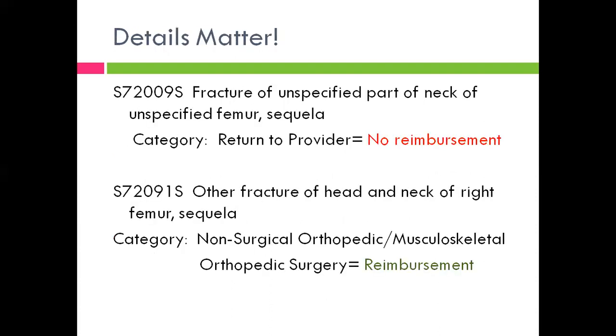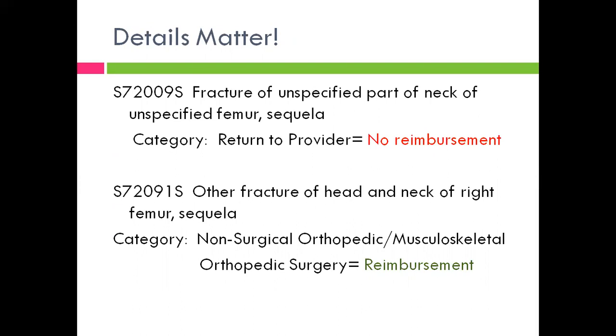So an example of details that are going to matter, we have here S72009S, which is a fracture of an unspecified part of the femur. That's going to map or correlate to a return to provider category, which means there is no reimbursement. It's not even really a category. It just results in no reimbursement.